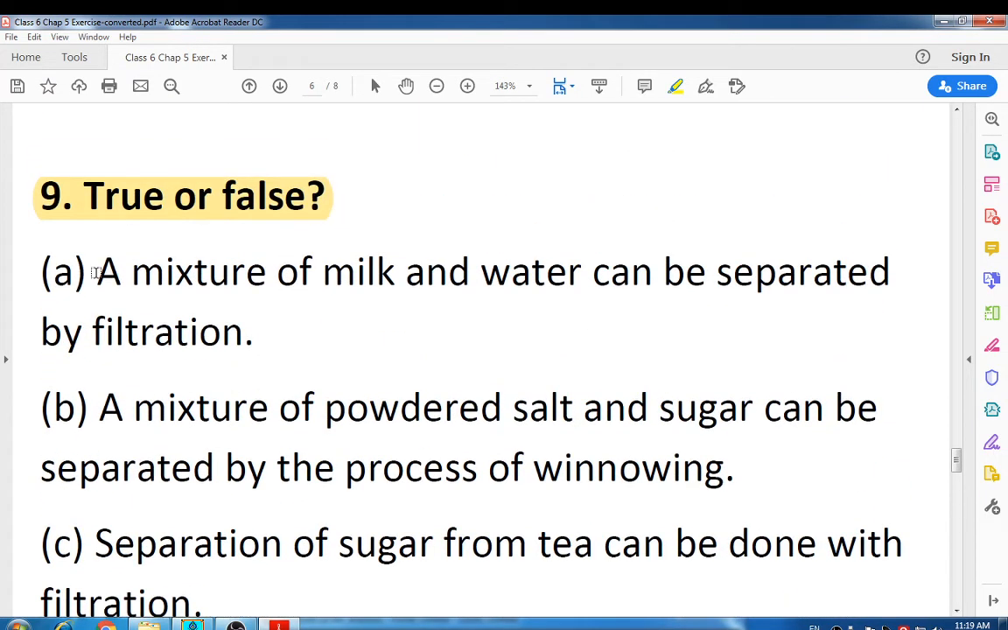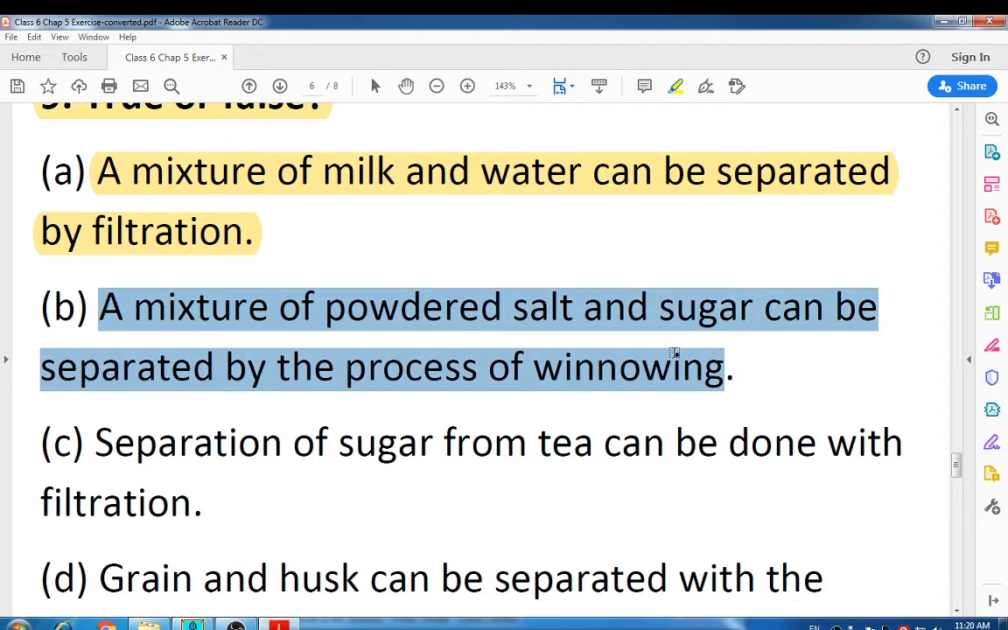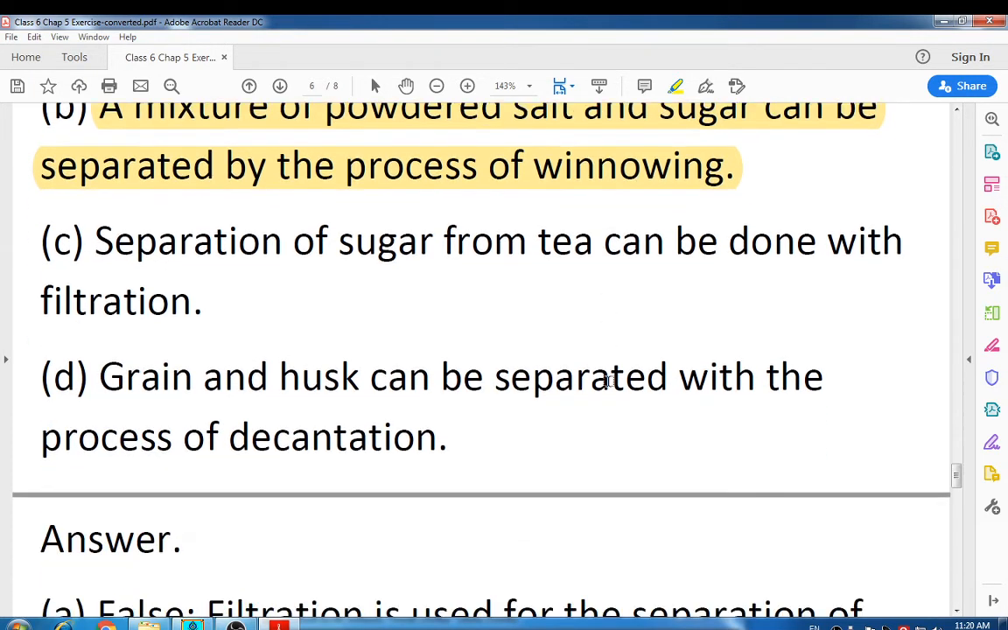So first is that a mixture of milk and water can be separated by filtration. Is it correct? Both milk and water are liquid in form. Can we separate it by filtration? No, so the answer is false. Very good. Next one, a mixture of powdered salt and sugar can be separated by the process of winnowing. Can we separate out salt and sugar by winnowing process? No. So that answer is false.